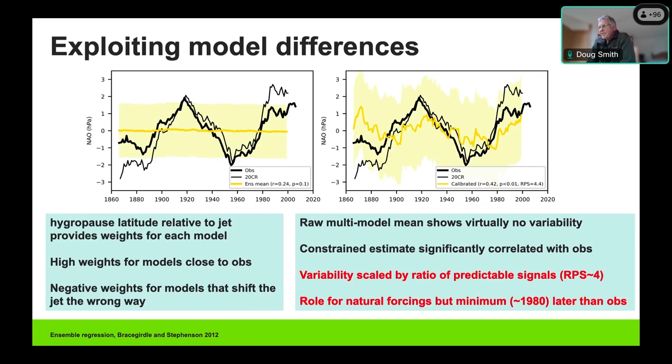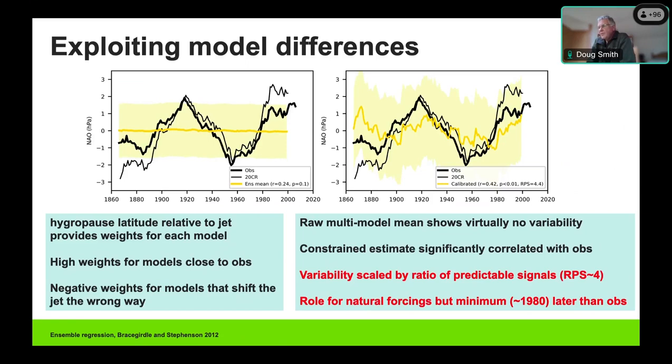I should say that the signal to noise ratio is too small, as expected, based on Jeremy's talk and other evidence. So I've scaled by the ratio of predictable signals, which is about 4 in this case. And when you do that, you get the line on the right-hand side of the plot, the yellow line. So we now get a significant correlation, suggesting that there is some, or could be some role for natural forcings. But note that the minimum occurs around about 1980, and that's later than the observations. And I'll come back to that later on.